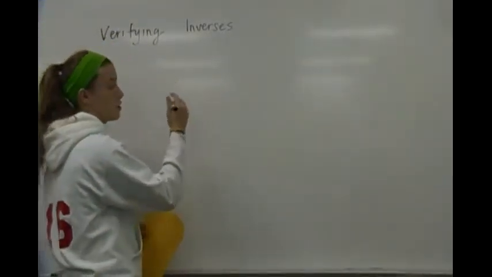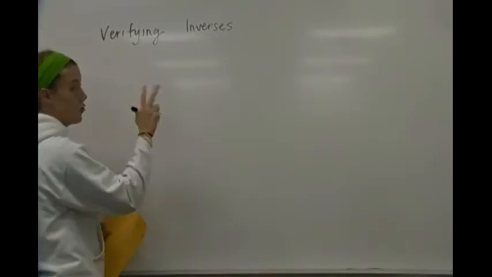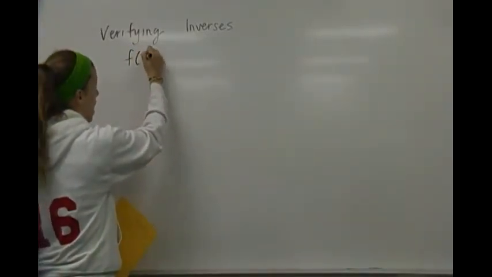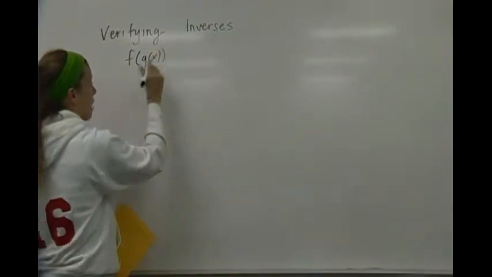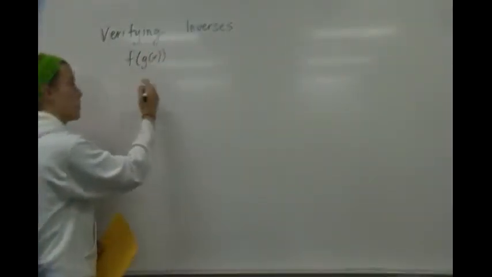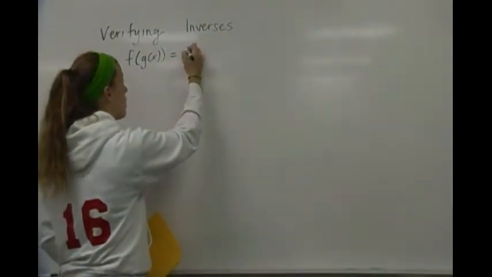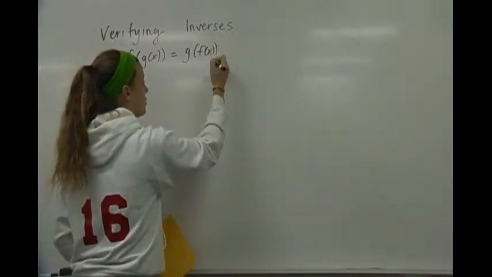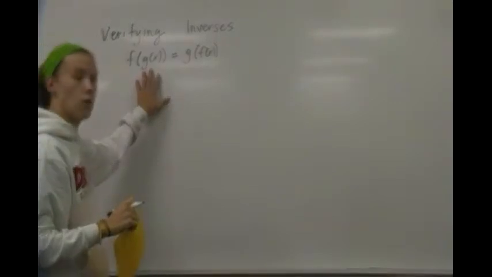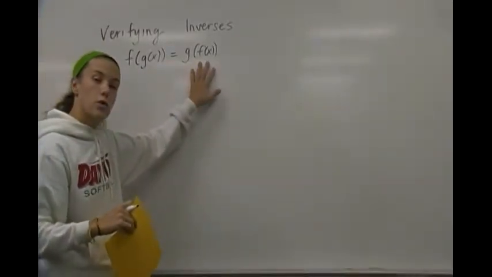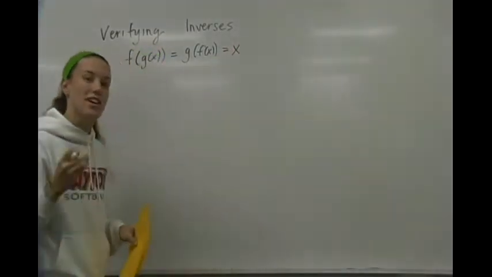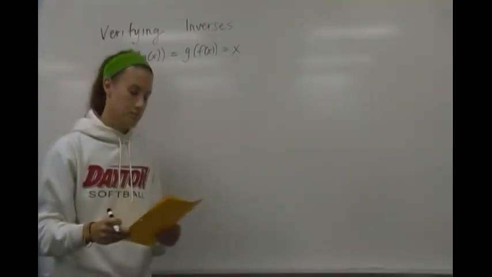To verify two things are inverses, you'd be given two functions, f of x and g of x, and you'd have to prove that f of g of x, so putting that second equation into the first equation, is equal to g of f of x. So taking the second one and putting it in the first one, and taking the first one and putting it in the second one, when you do that, you will get x for both of them.